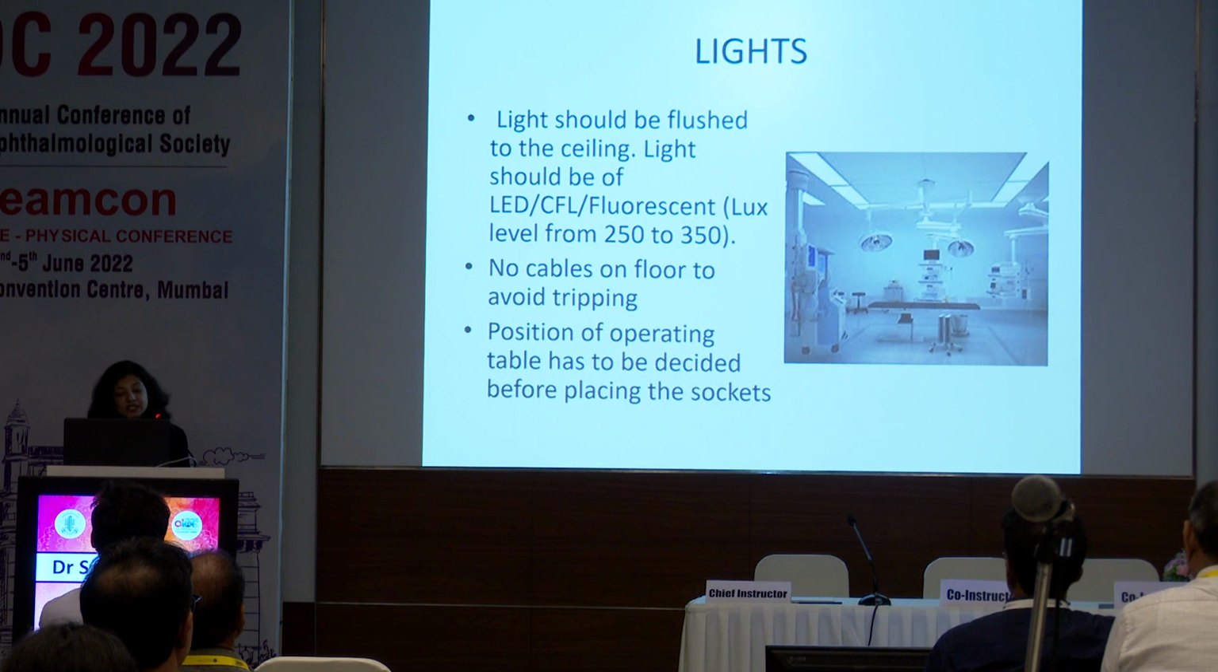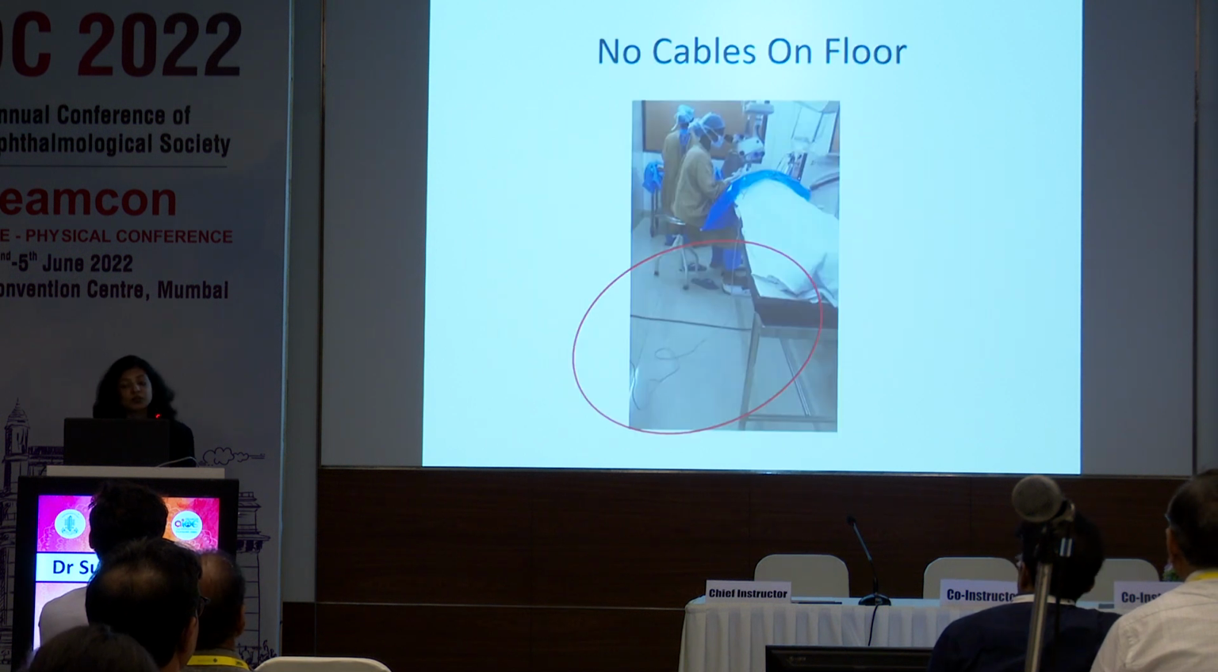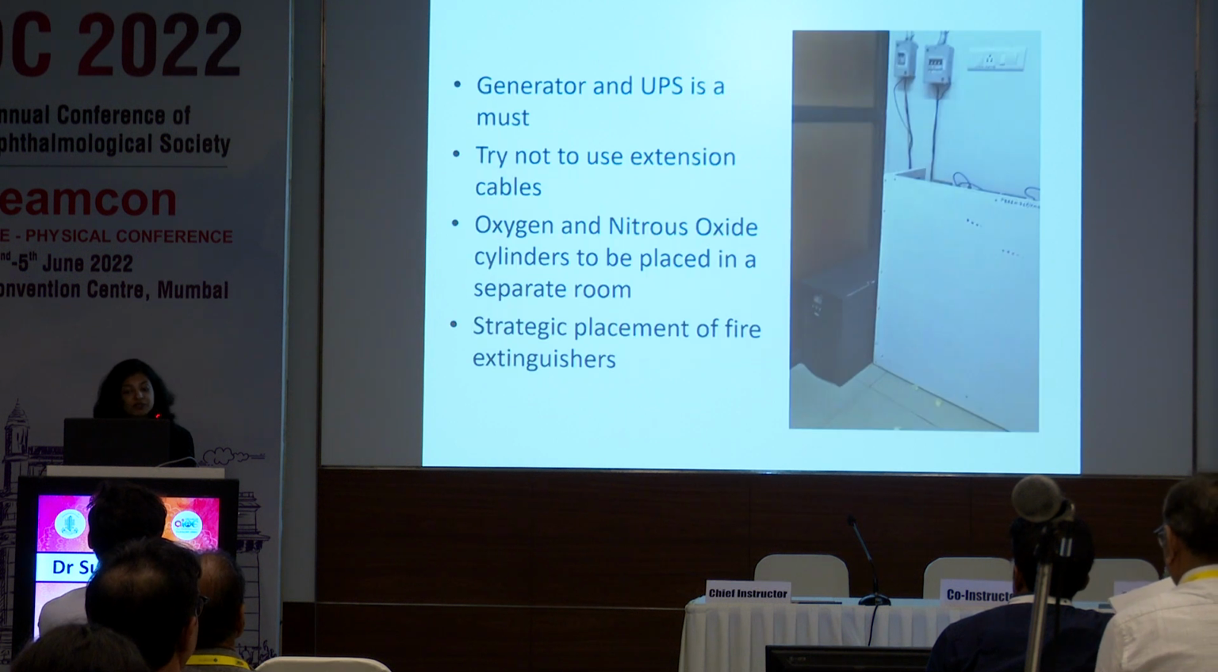Good lighting is needed in OT. Light should always be flush to the ceiling. The position of operating table has to be decided before placing the sockets so that the equipment can be plugged onto the wall and can also reach the operating table simultaneously. Make sure there are no loose cables lying on the floor to avoid tripping. Always use double sockets with proper earthing fuse box. Keep a provision of generator and UPS in case of power failure.